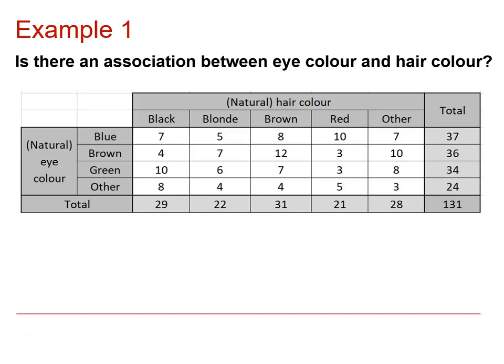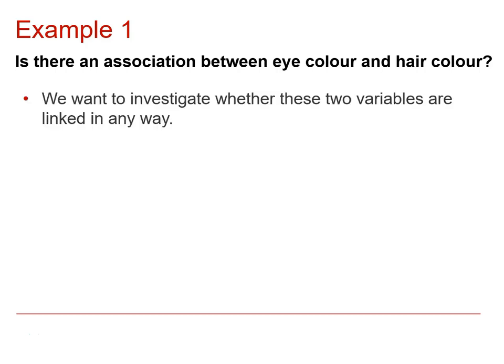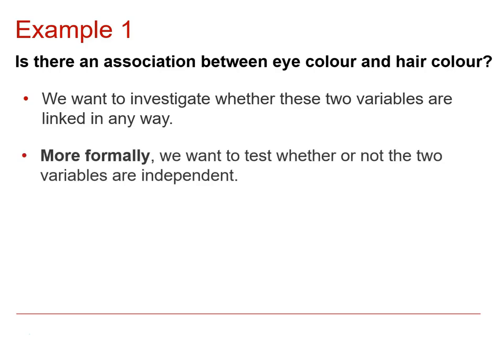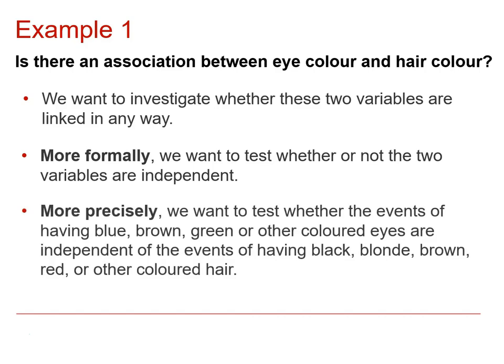We were looking at whether there was an association between eye colour and hair colour. So we want to investigate whether these two variables are linked in any way. More formally, we want to test whether the two variables are independent. And precisely, we want to test whether the events of having blue, brown, green or other coloured eyes are independent of the events of having black, blonde, brown, red or other coloured hair.